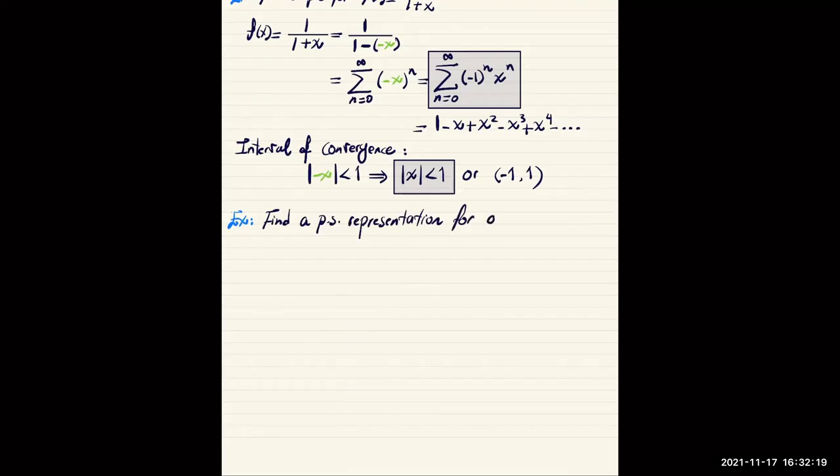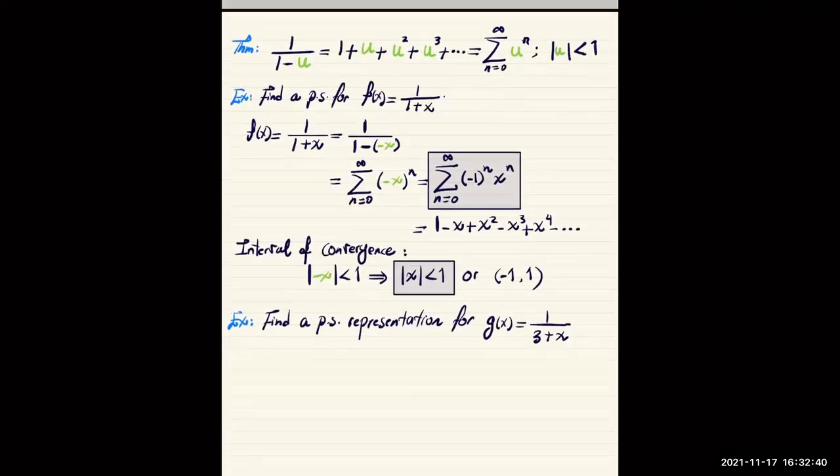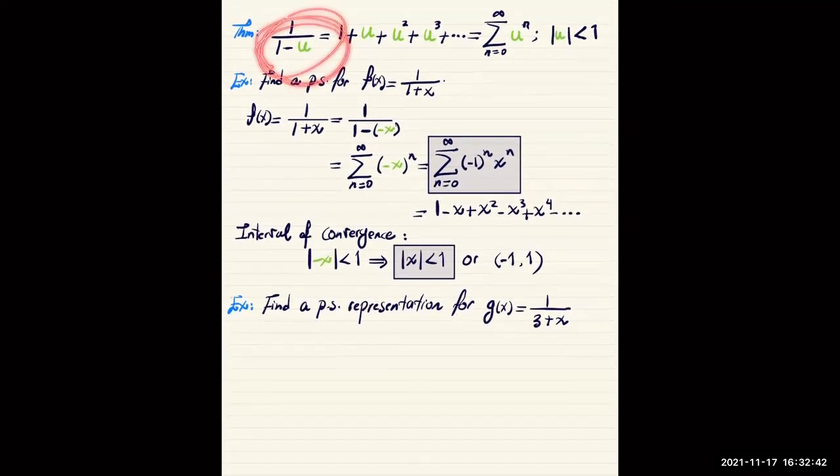Let's call this g of x, 1 over 3 plus x. Okay, this is also a rational function, 1 over something plus x or something minus x. You can definitely manipulate this to rewrite it in this form. We want to rewrite it as 1 over 1 minus something.